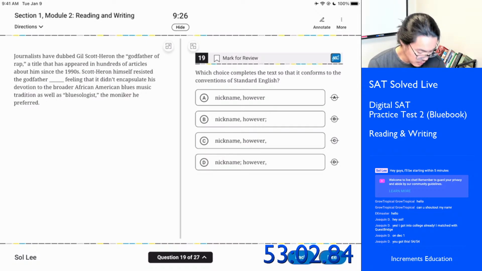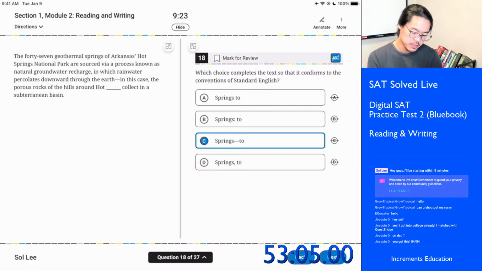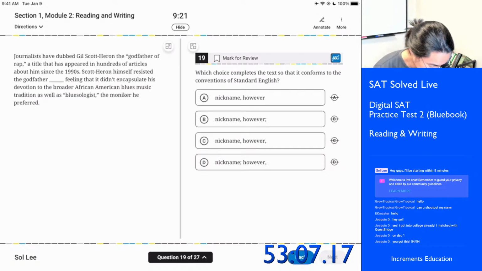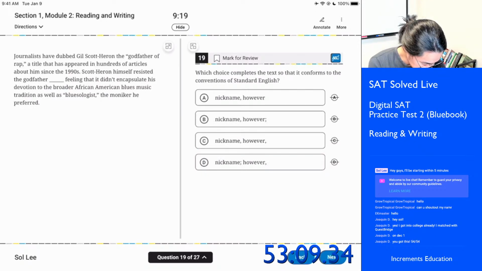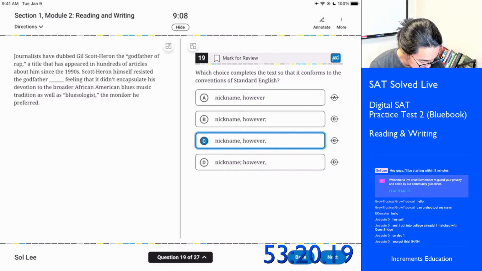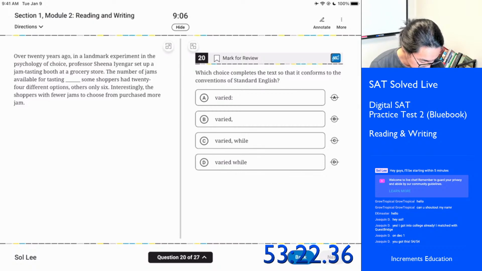Okay. The reason I zoned out is because this hot springs, I was trying to figure this out. All right. Journalists have dubbed him the Godfather of rap. He resisted the Godfather nickname, however, comma, feeling that it didn't, that bluesologist. Okay.